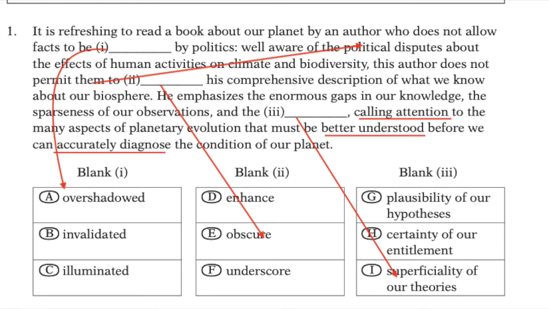Moving on to blank 1 now, that makes it very easy for us to understand what blank 1 is. To be overshadowed by politics. That's the answer, because invalidated, now nobody is trying to validate facts, or politics is not trying to validate any of the facts, or it is not highlighting any of these facts. So illuminated and invalidated are incorrect options.